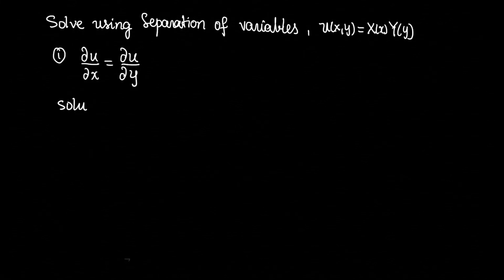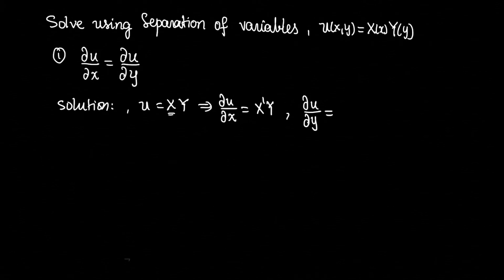For the solution, I'm going to say u equals X times Y, where X is a function of x and Y is a function of y. Then I have the derivative of u in terms of x. Y is going to be a constant, so I'm just going to have X prime times Y. And then I have to find the derivative with respect to y. Now X is going to be a constant, so I just have to find the derivative of Y, because I'm just differentiating with respect to y.